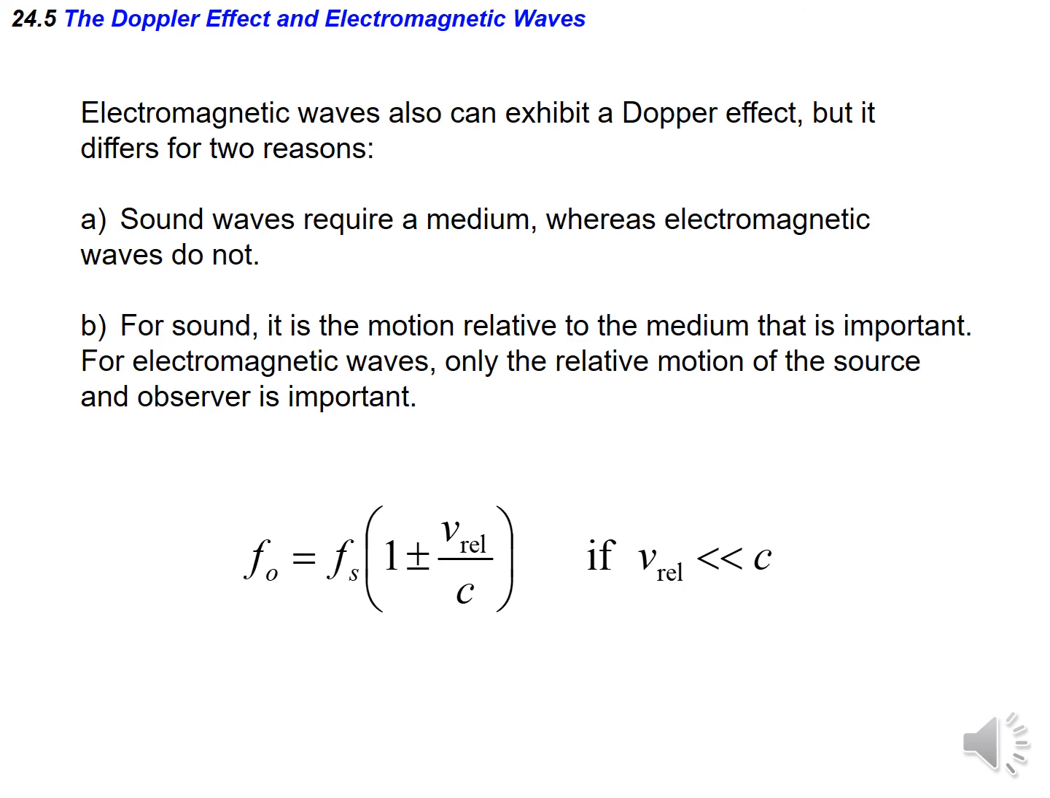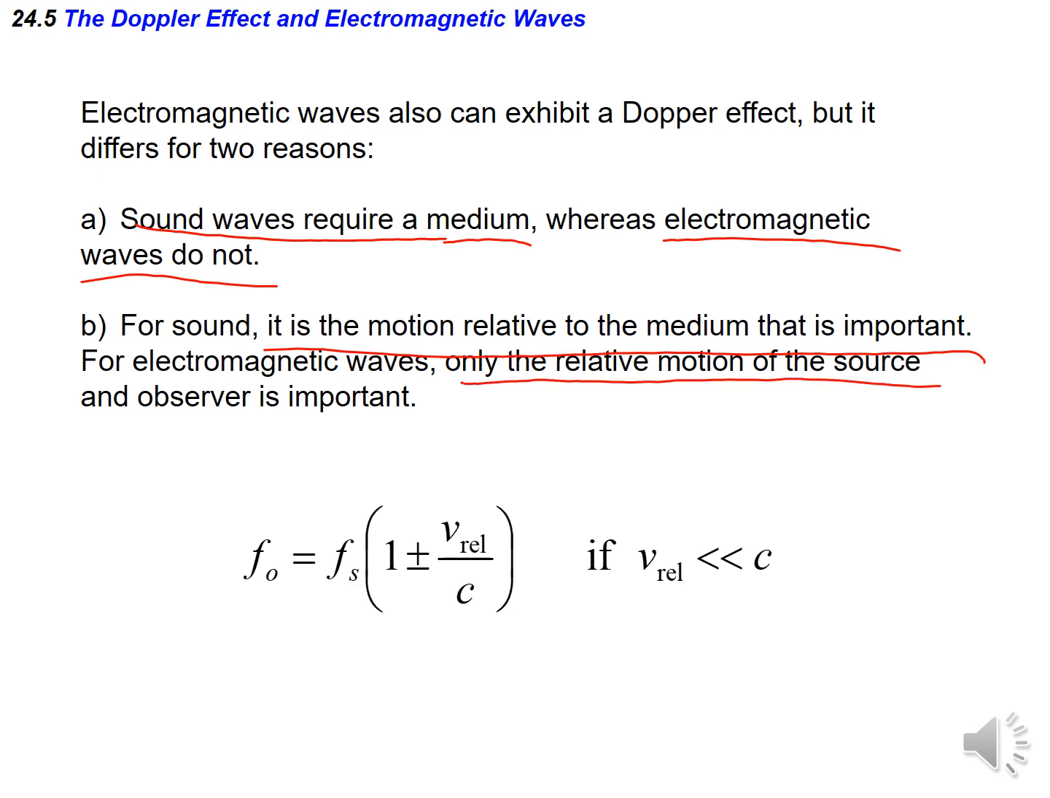Sound waves require a medium, whereas electromagnetic waves do not. So this is the difference between a mechanical wave and an electromagnetic wave. For sound, it is the motion relative to the medium that is important. For electromagnetic waves, only the relative motion of the source and observer is important. So we can compute the frequency here. The frequency is equal to the frequency of the source multiplied by 1 plus or minus the relative velocity divided by c, which is constant.